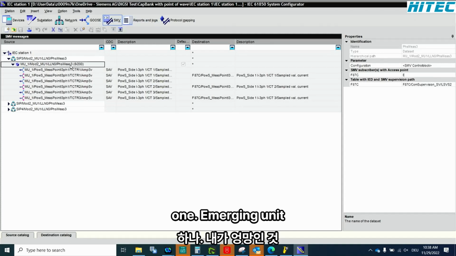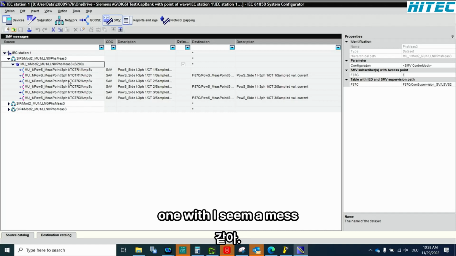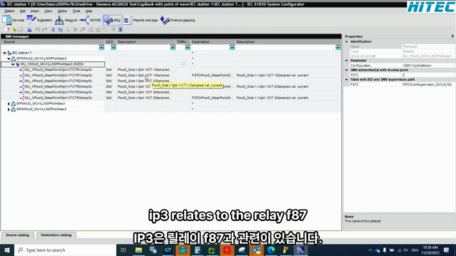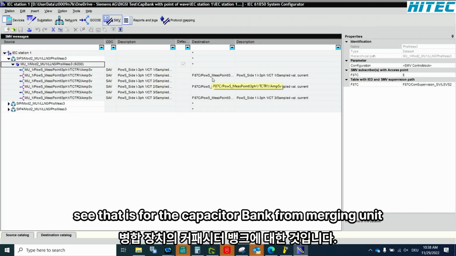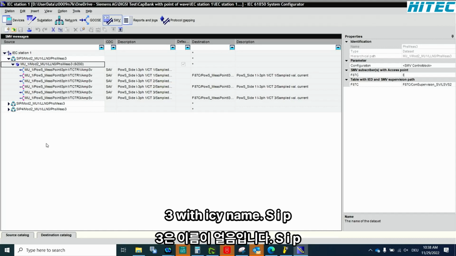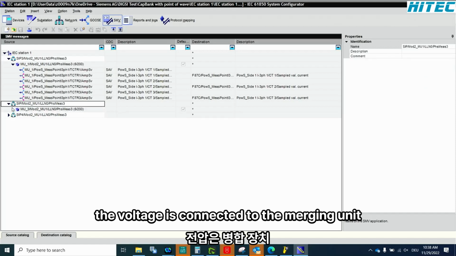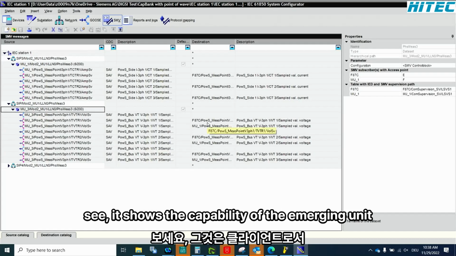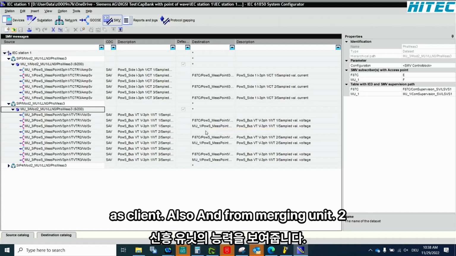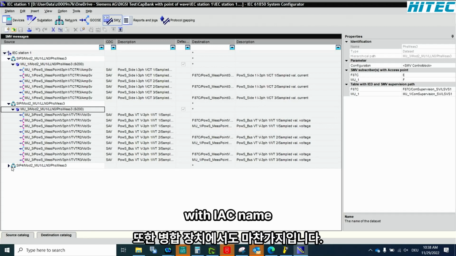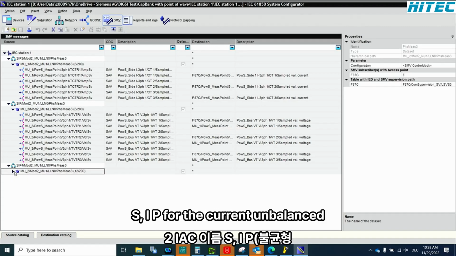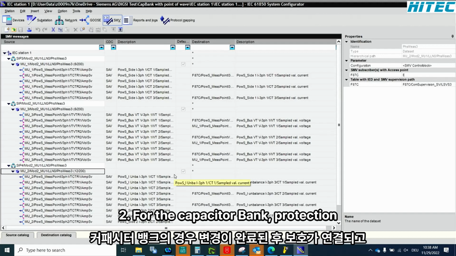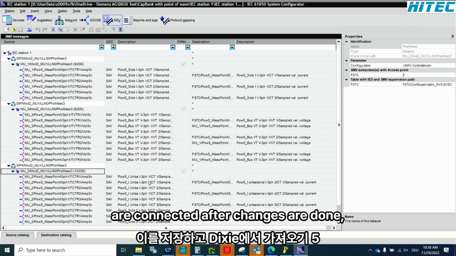The current from side 1, in merging unit 1 with IEC name SIP-3, relates to the relay F87C that is for the capacitor bank. From merging unit 3, with IEC name SIP, the voltage is connected to merging unit 1 and to the relay F87C. It shows the capability of the merging unit as a client also. And from merging unit 2, with IEC name SIP4, the unbalanced current and the current of side 2 for the capacitor bank protection are connected.